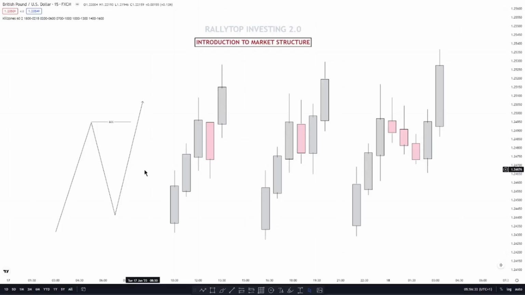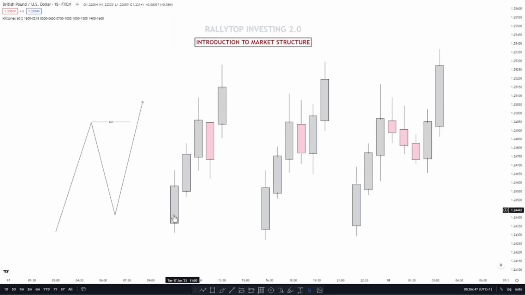It is crucial for our methodology. You need to be able to identify a valid pullback using candle by candle. So I'm going to show it to you. It's simpler than what you think. I'm going to show that to you now.